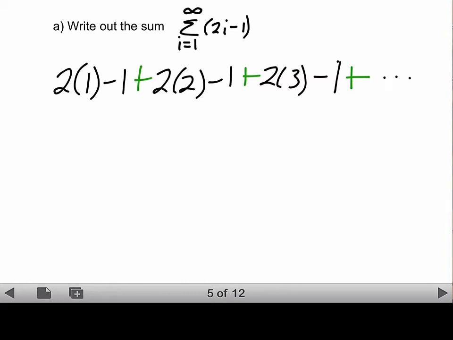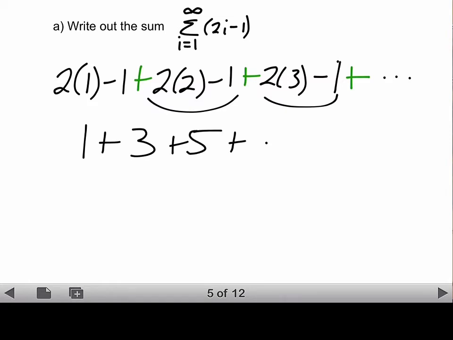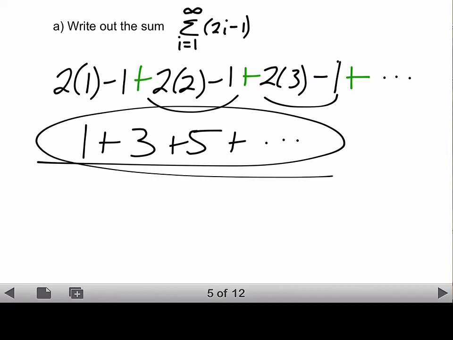We can simplify each answer though. 2 times 1 minus 1, last I checked, is 1. 2 times 2 minus 1, last I checked, is 3. 2 times 3 minus 1 is 5. And then we can put plus dot, dot, dot. And now we've written out the infinite series. We've written out the sum that goes to infinity by indicating it just doesn't stop using the dot, dot, dot.